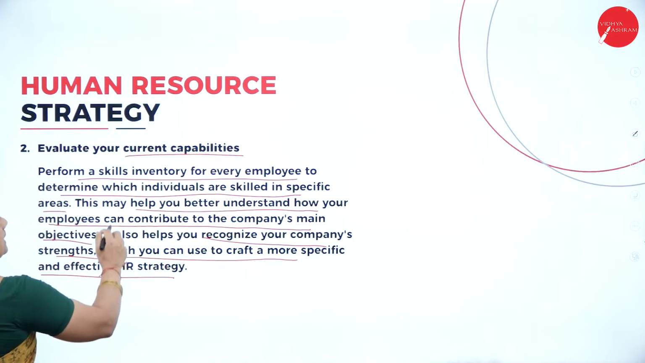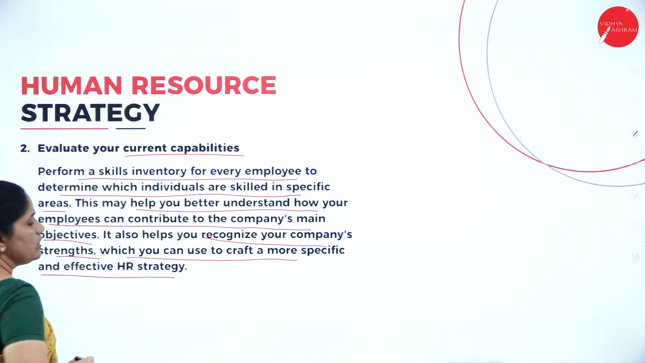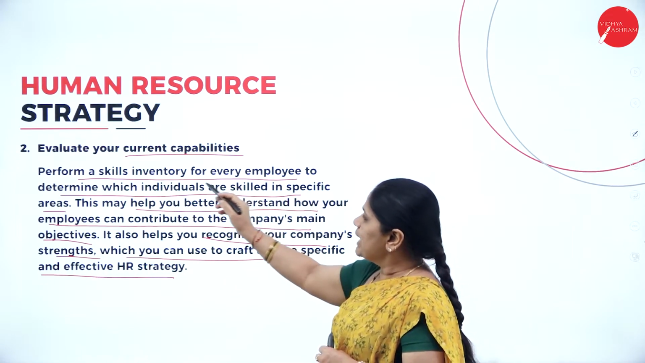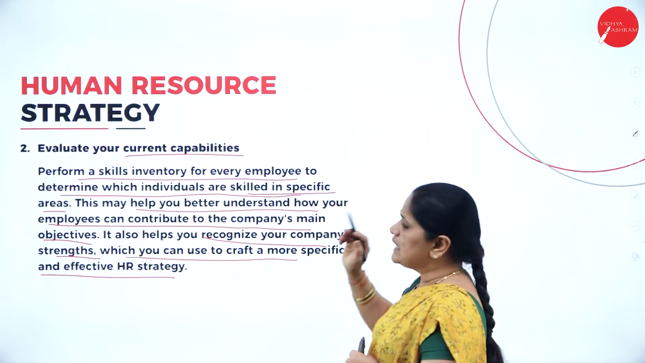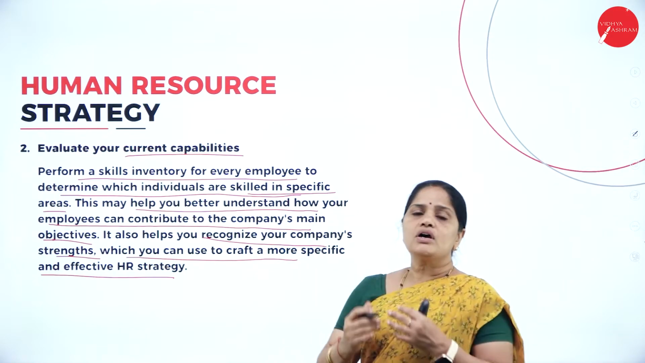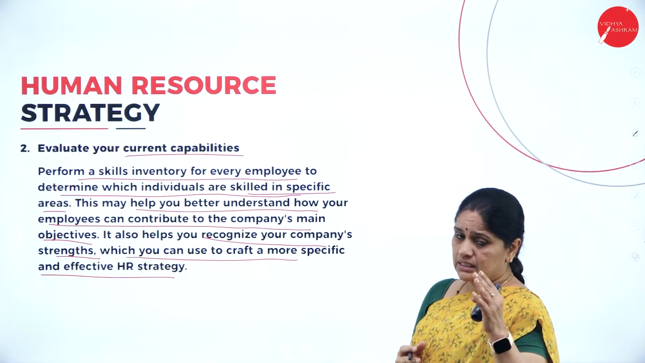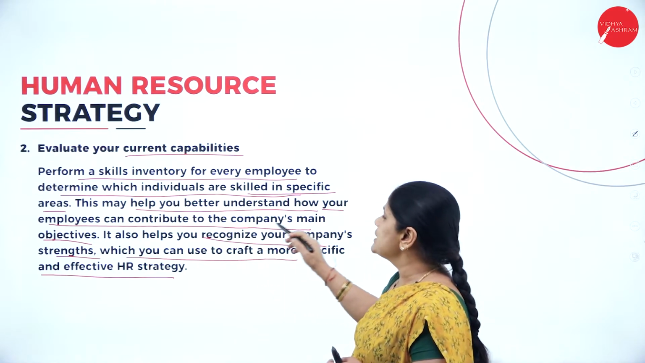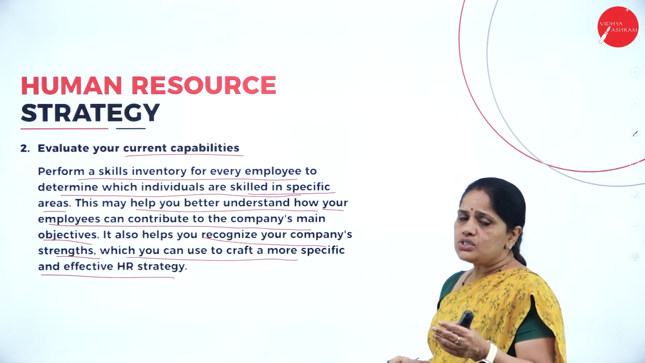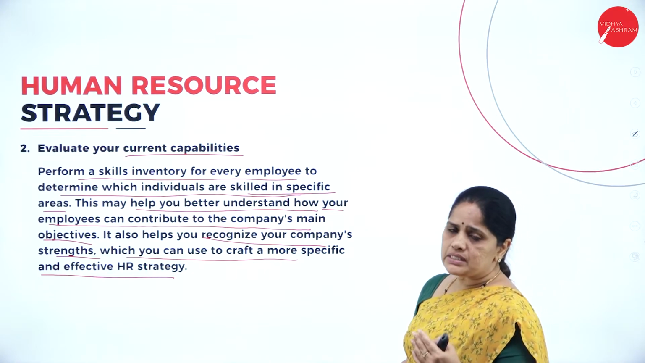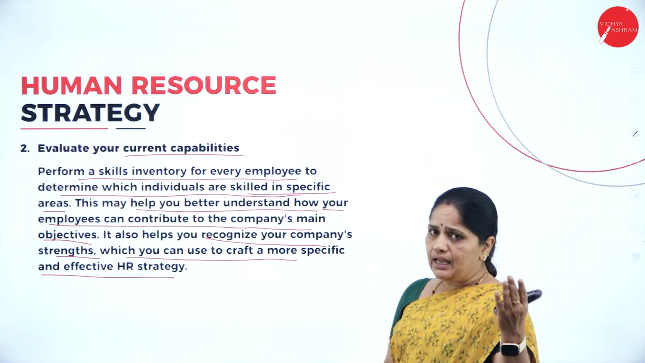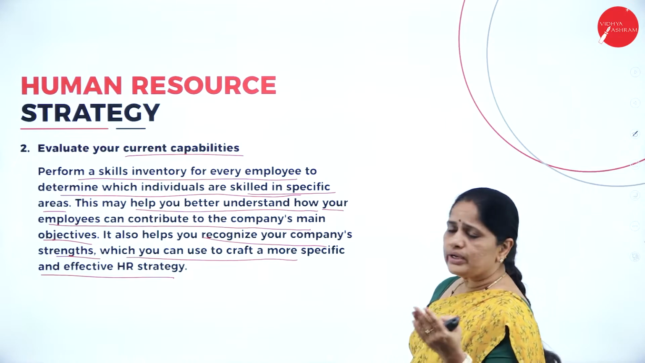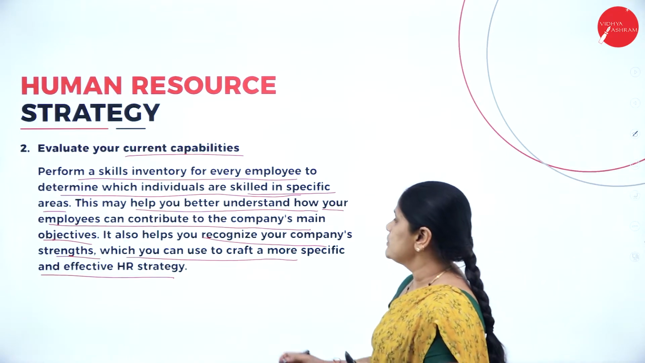Here, perform a skills inventory for every employee. So, we have to maintain a skills inventory for every employee and then determine which individuals are skilled in specific areas. So, you make a note of all those individuals who are skilled in certain specified areas. In this way, we can understand how your employees can contribute to the main objectives. You make a list of all those persons who are skilled in certain areas and then see how you can put them into the company's objectives, how you can help them contribute to the main objectives of the company.